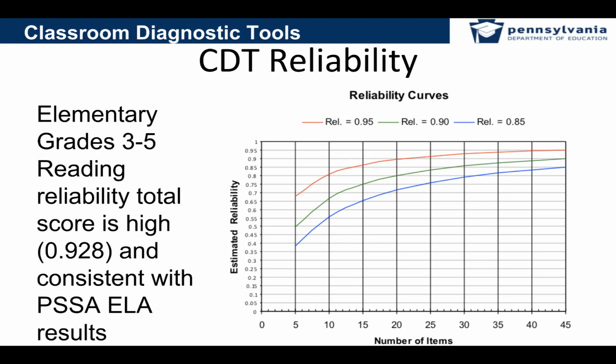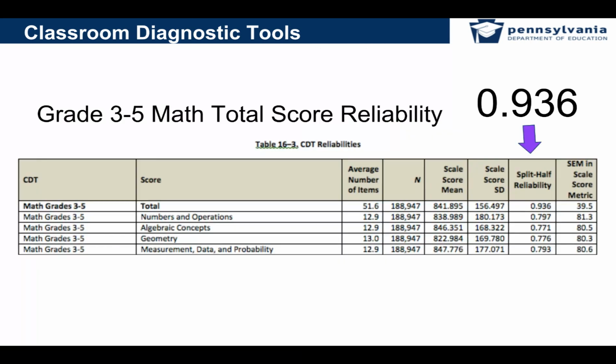And for our full battery CDT, there are anywhere from 10 to 15 items for our reading diagnostic categories. In math, you'll see 10 to 12, but you see as we get to that number 15, the reliability begins to flatten out. And that means that they are consistently producing the results that are expected.